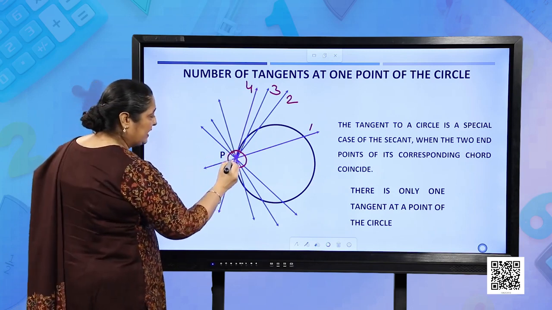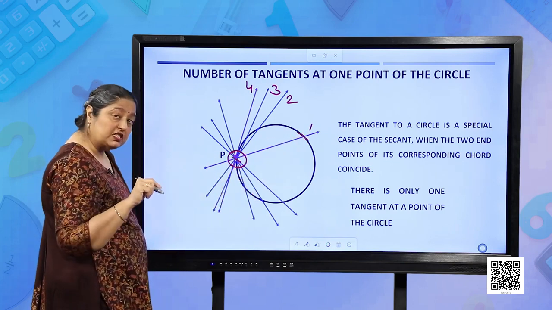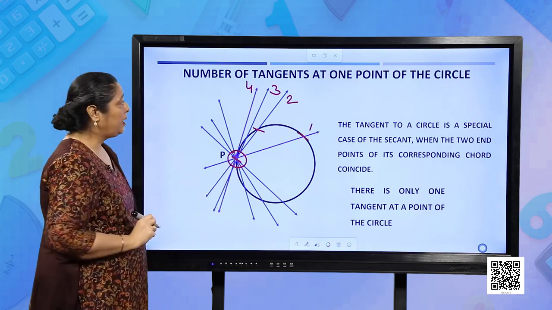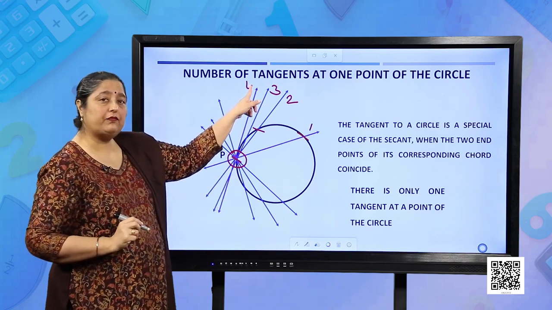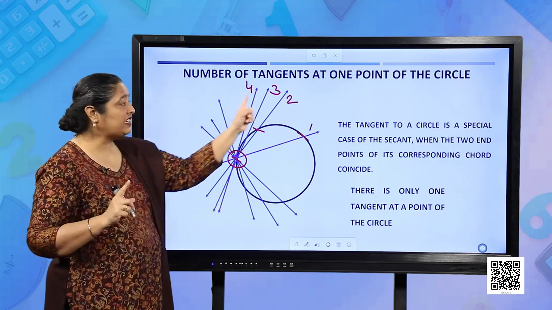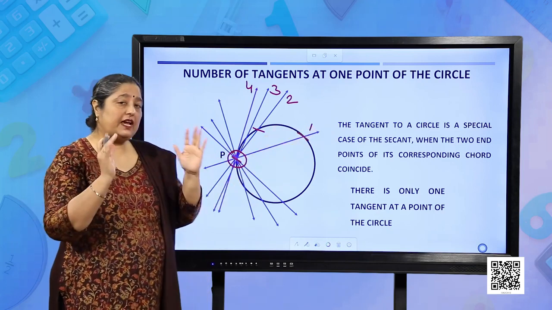Now, we can see that line number 1 has 2 points on the circle. Again, line number 2 has 2 points on the circle. But if we see line number 4, how many points of contact? Only one. So, how many tangents can you draw? Only one. The tangent to a circle is a special type of a secant.